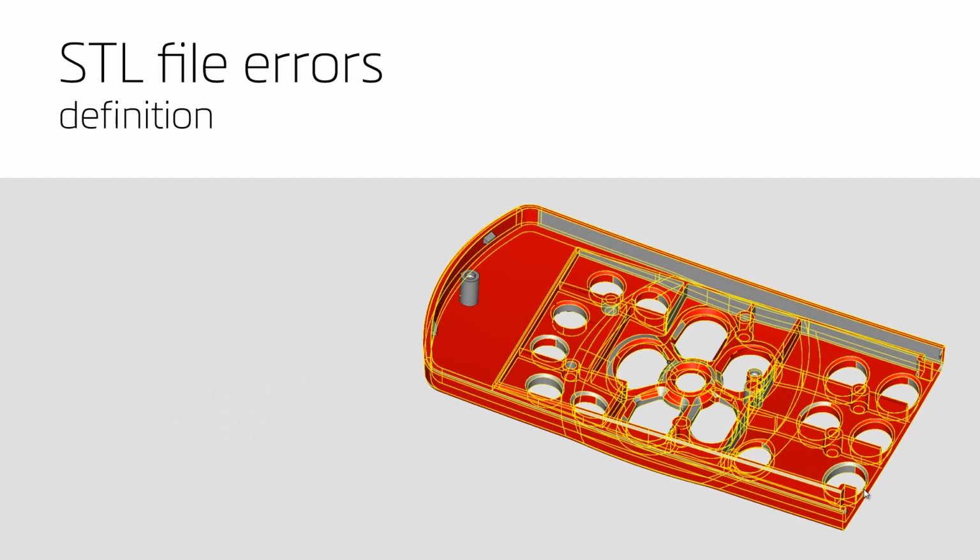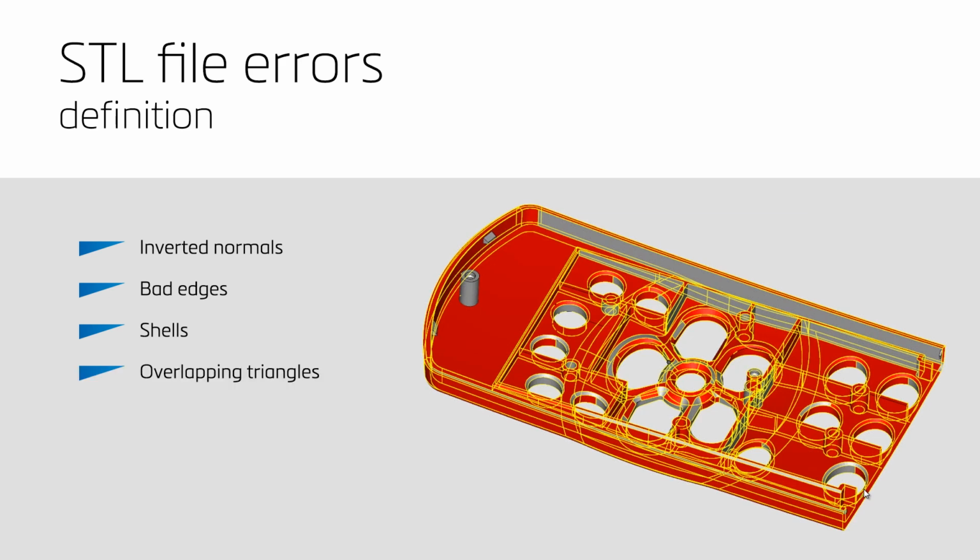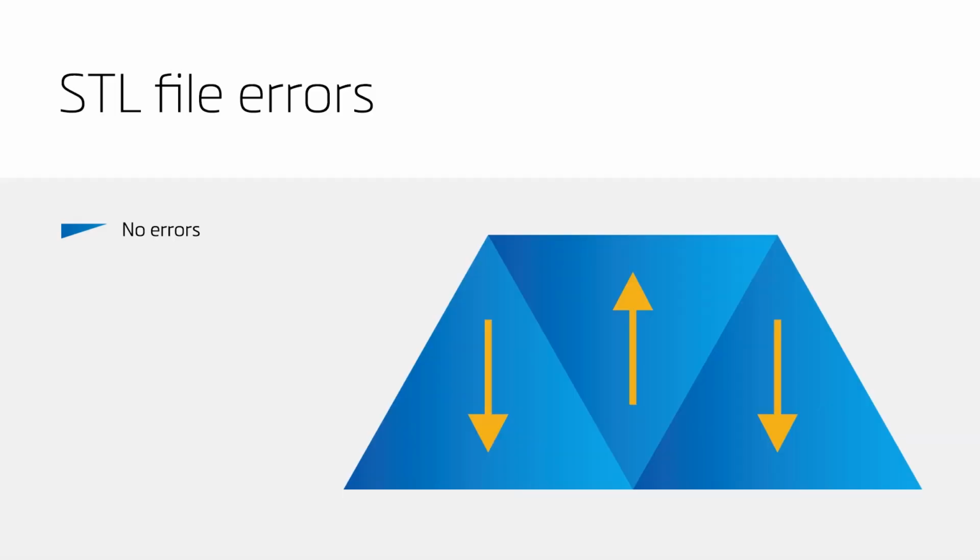Now that we know why STL errors occur, and before showing how to resolve them, we can take a deeper look at the most common errors and provide a definition for each of them. There are 5 big main categories. The first type of error is inverted normals. Second, and often related to the inverted normals, we have the bad edges. Alternatively, we can have problems with the shells, with overlapping triangles, and with intersecting triangles. Let's go a bit deeper into each of them.